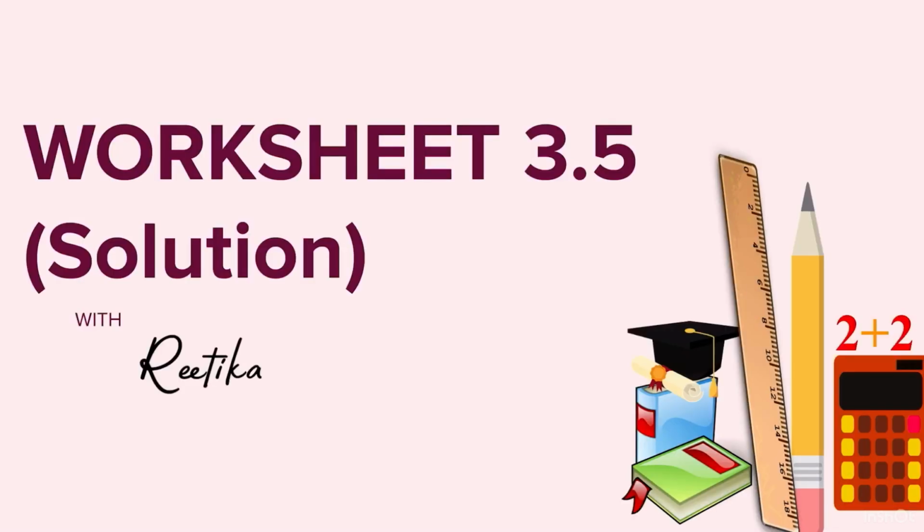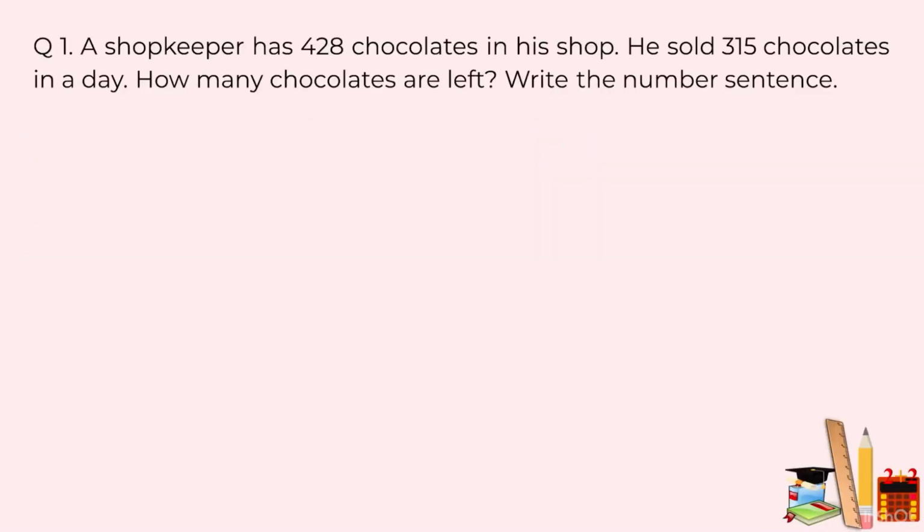Solutions to worksheet 3.5. Question 1. A shopkeeper has 428 chocolates in his shop. He sold 315 chocolates in a day. How many chocolates are left? Write the number sentence.